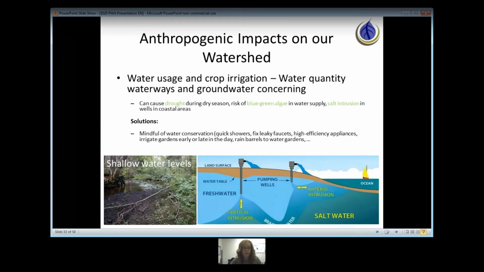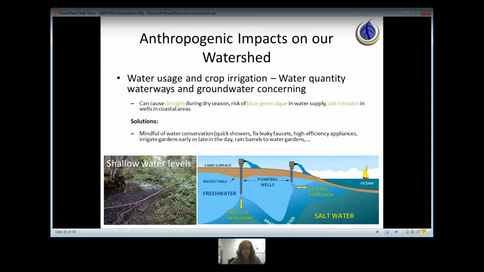One of them being usage of water for crop irrigation, for example. So water quantity, as I mentioned before, is super important. So we really have to be careful of our usage of the water, especially in drought seasons, which can lower the amount of water so much so that blue-green algae can develop in our water supplies or in our streams, making it very possible to make us sick or even our animals.